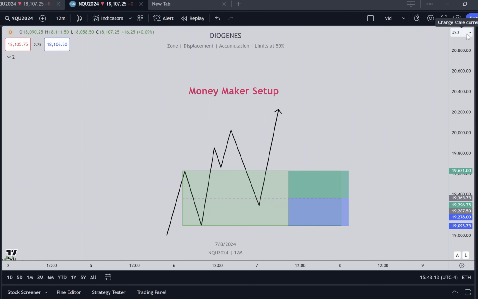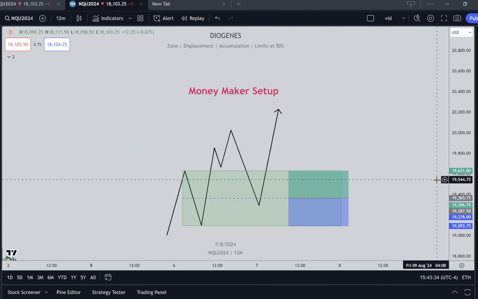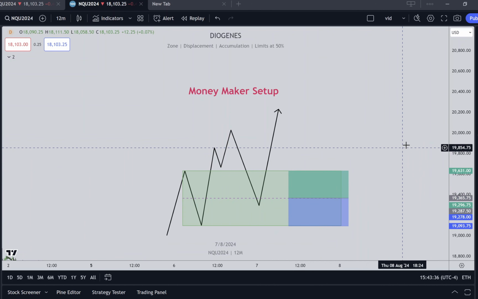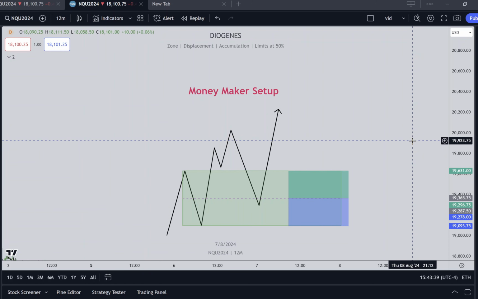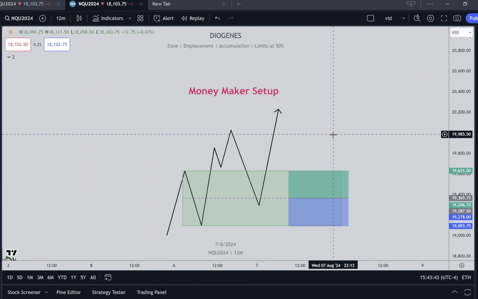For those of you who might be new here, the Moneymaker setup is a game-changing trading strategy that focuses on trading with the trend structure, entering from the 50% of an unmitigated structure, and aiming for a 1-to-1 risk-reward ratio. This simple setup has not only transformed my trading journey, but also helped countless traders in our community achieve financial freedom. So, stick around to see how you can apply this powerful strategy to your own trades.